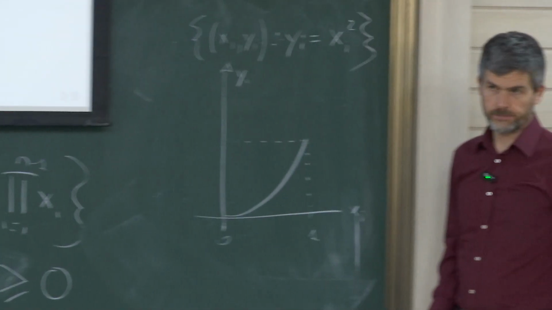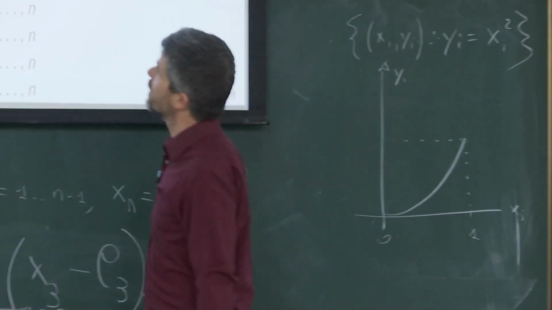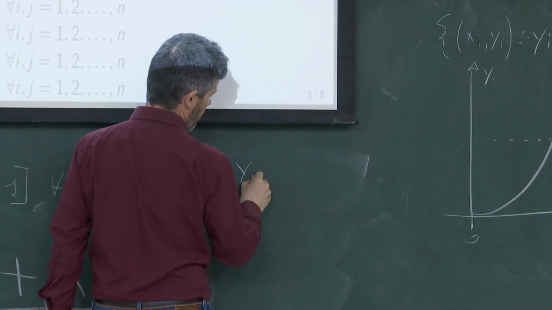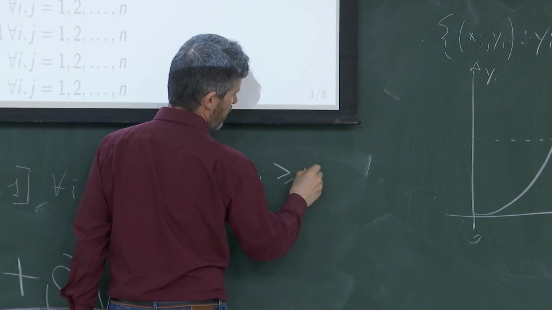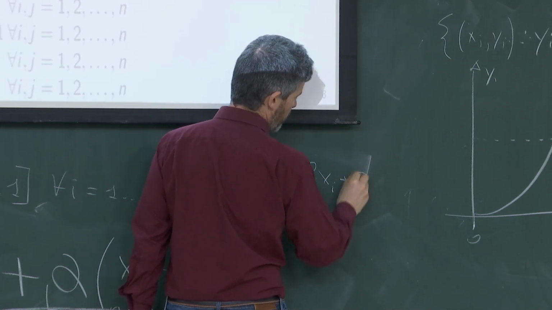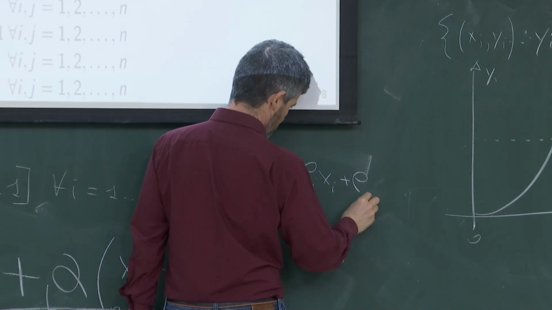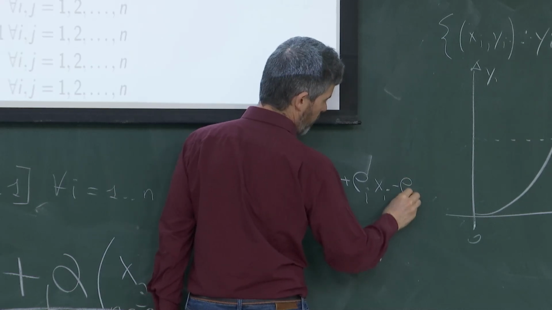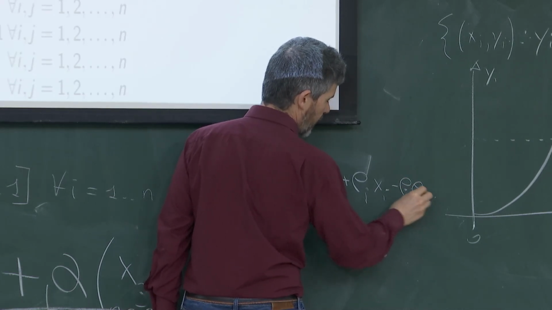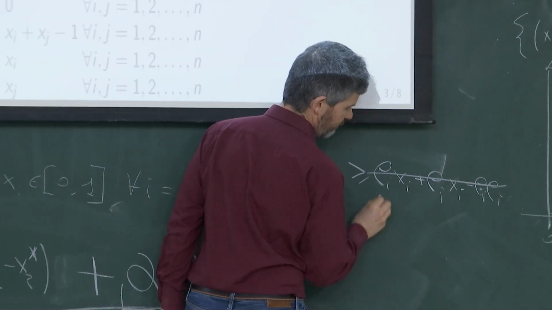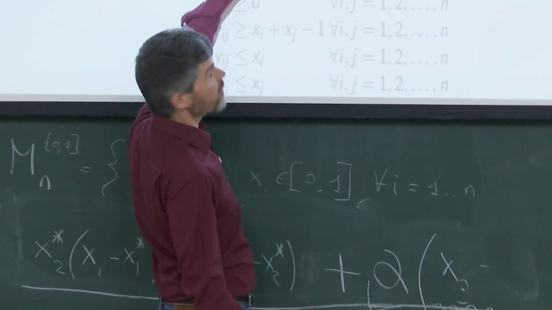Now, the McCormick inequalities, written the usual way, would be very simply yii greater or equal li, the lower bound on i, which is 0, times xi, plus the lower bound on i again, because this is yii, times xi, minus li times li, which is all 0. And this is the first one.